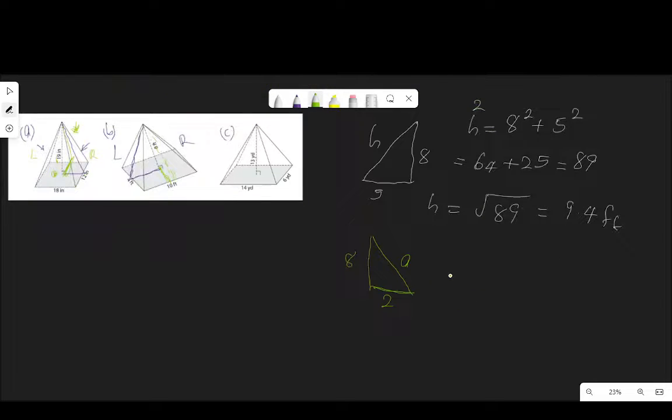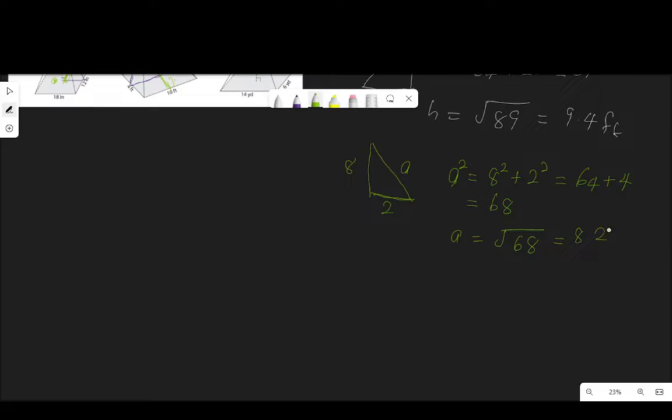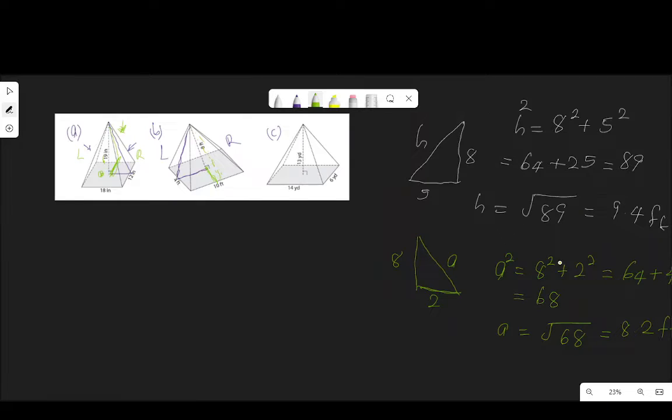Again, applying Pythagoras theorem, a squared is equal to 8 squared plus 2 squared, which is 64 plus 4. And 64 plus 4 is 68. Then a is the square root of 68, which is 8.2 approximately, the height of the front and back triangle. Now that we know the height of the front and back triangle, we can calculate the surface area of this pyramid.